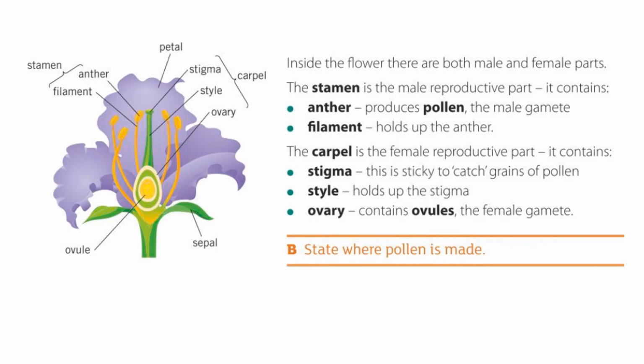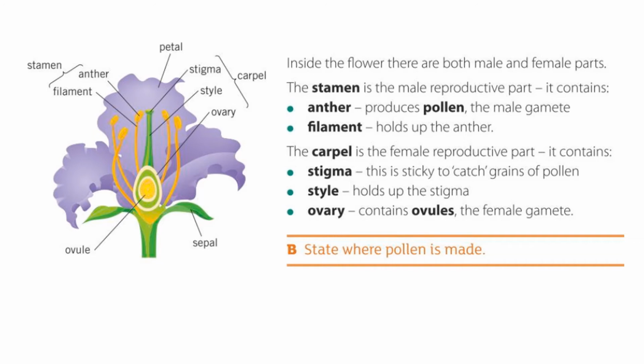You've then got the style. Now the style holds up the stigma. So its main job is to hold up the stigma, and then the ovary, which contains the ovules or the female gamete. So that's basically the egg. Okay, it contains the egg, just like in a female reproductive system.